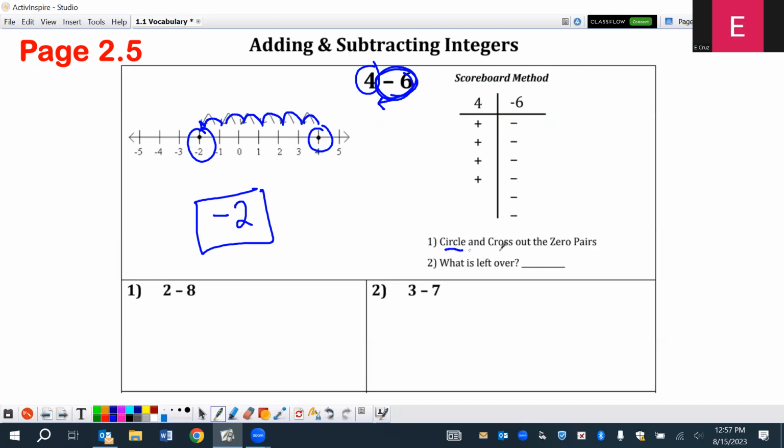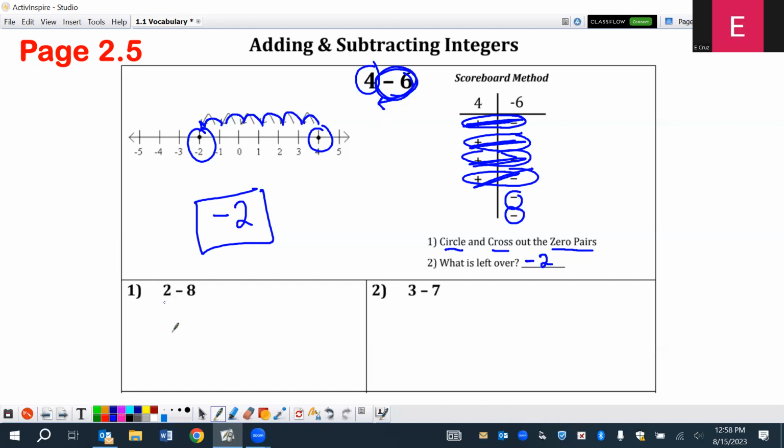And then we're going to circle and cross out the 0 pairs. A positive and a negative cancel each other. So they cancel, those cancel, those cancel, and we are left with 1, 2 negative symbols. So my answer is -2. You can choose whichever method you prefer to work the problems if you have a hard time, again, working with those negatives. So let's look at 2 more examples.